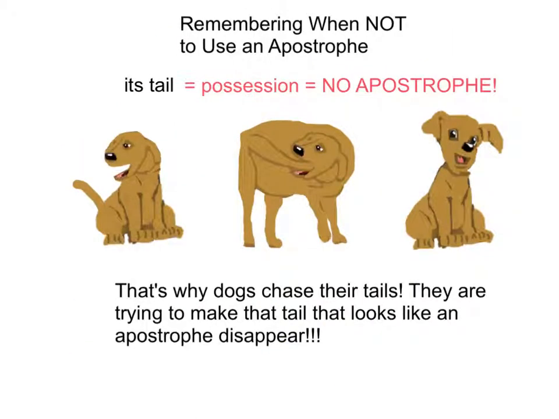These pictures should help you remember when not to use an apostrophe. A dog's tail can look like an apostrophe, but to show possession, we never use an apostrophe. We talk about its tail without an apostrophe. Dogs are very smart. That's why dogs chase their tails. They are trying to make that tail that looks like an apostrophe disappear.